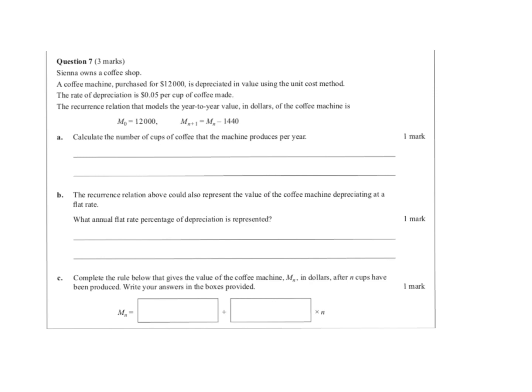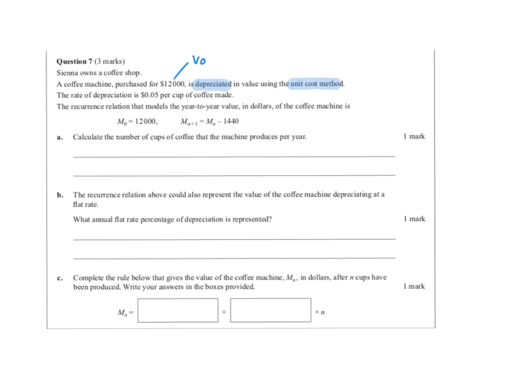So Sienna owns a coffee shop. A coffee machine was purchased for $12,000. So we've been calling this V0, remember, our initial value. Sometimes when I'm reading them, I like to put that in there just because it might help me. Now, it's saying it's depreciated, and it's going to tell you what type of depreciation.